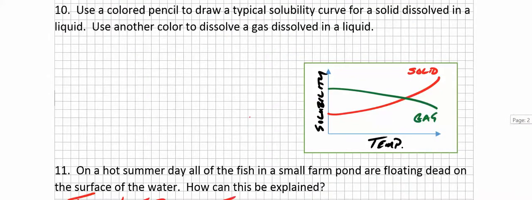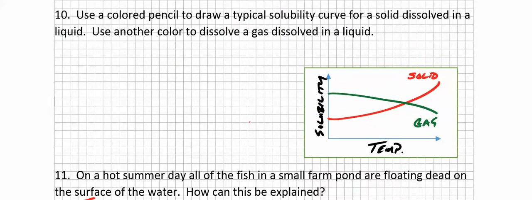Let's look at number 10. Use a colored pencil to draw a typical solubility curve for a solid dissolved in a liquid. Use another color to draw a gas dissolved in a liquid. I've used red to denote a solid dissolved in a liquid and green to denote a gas dissolved in a liquid. So notice that for the solid, as temperature increases, solubility increases. Typically, the opposite is true of gases. As the temperature increases, solubility decreases. That'll do it for number 10.